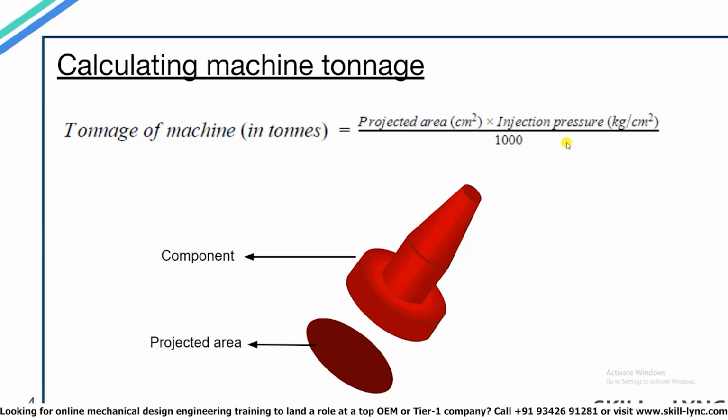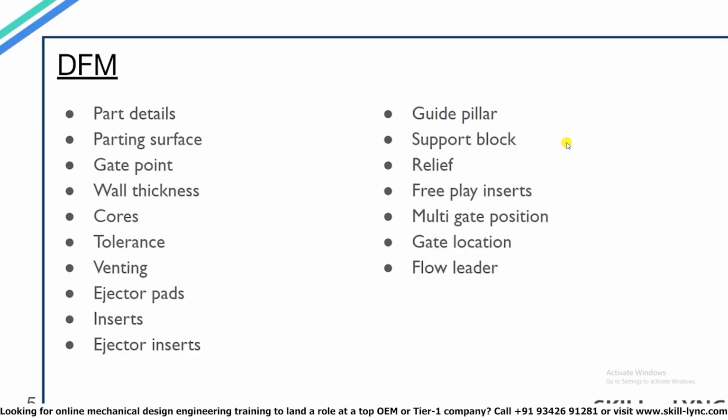But the machines available in the industry come in specific sizes. So a 17.5 tonnage machine might not be available, and in that case, you will select the closest value of the machine higher than the calculated value. For example, if you have a 15 tonnage and a 20 tonnage machine available, then you will go for a 20 tonnage machine. In this section, we will look at DFM in a bit more detail.